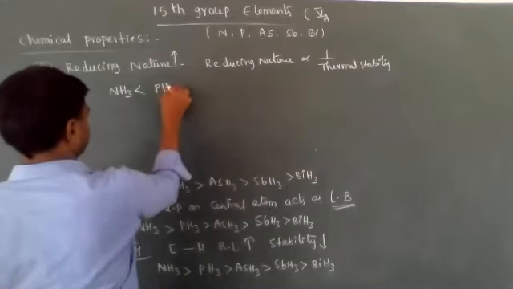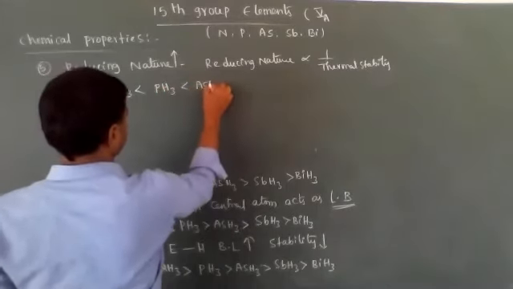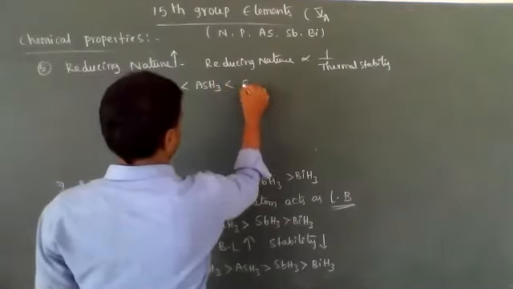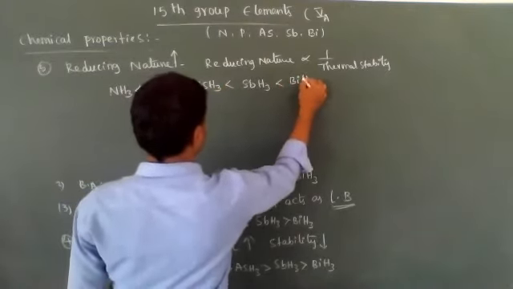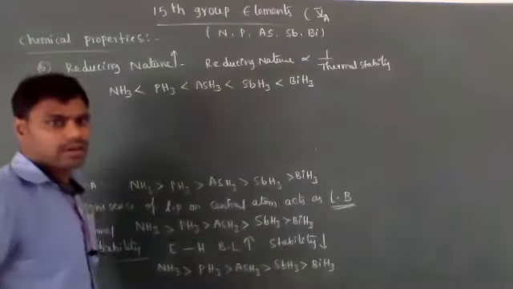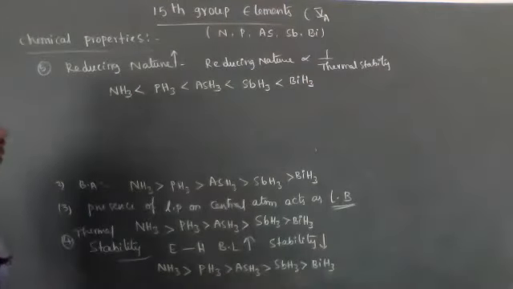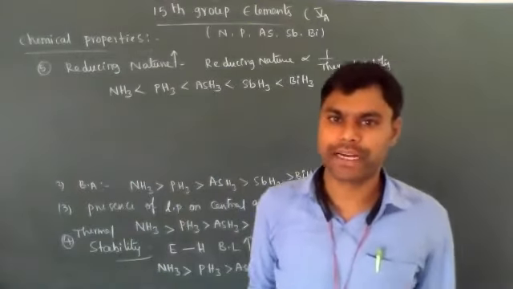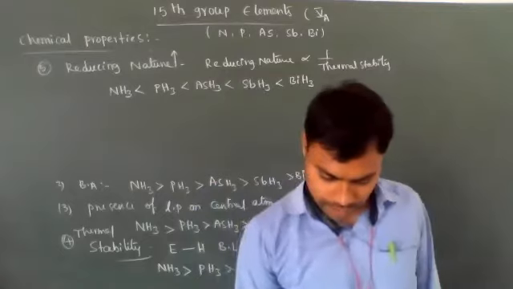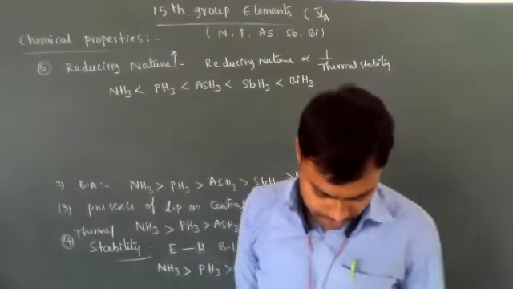NH3, PH3, and then AsH3, antimony hydride, and bismuth hydride. This is about reducing nature order. Now, see among these hydrides, the melting points order as well as boiling point order we need to discuss. Melting points and boiling points.